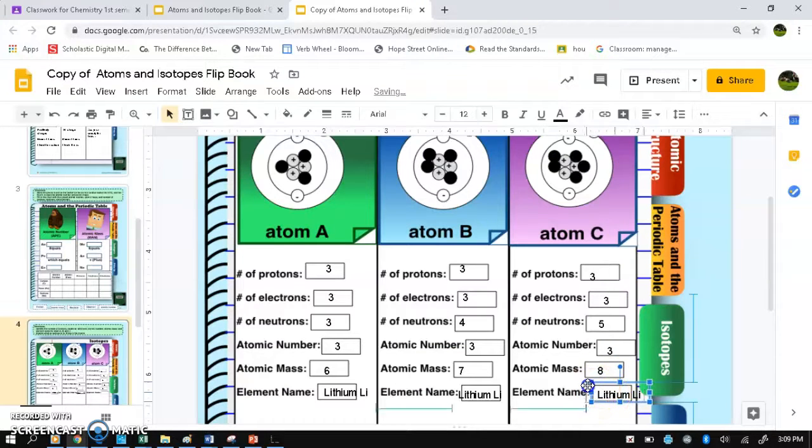Okay. One of the key things on this, isotopes are awesome. I just saw them on another thing about murder mysteries.